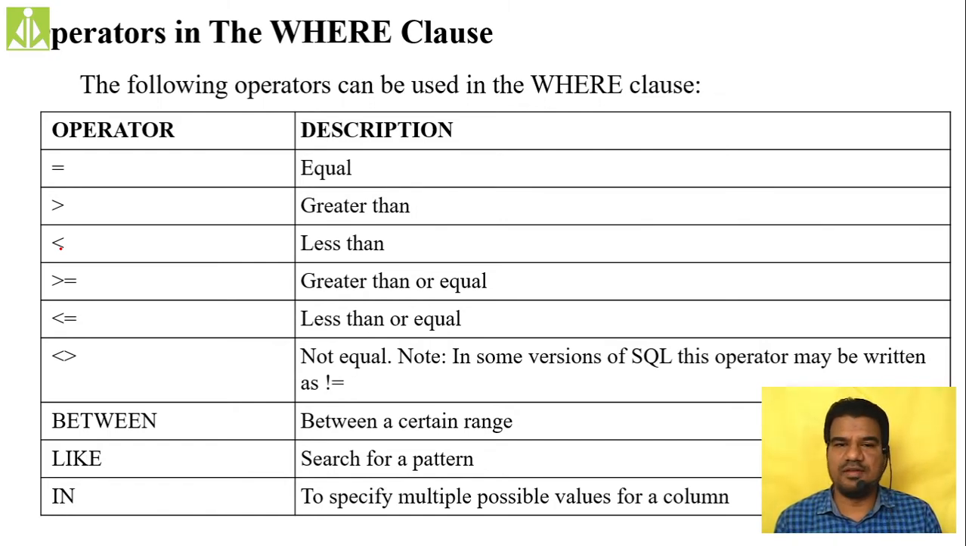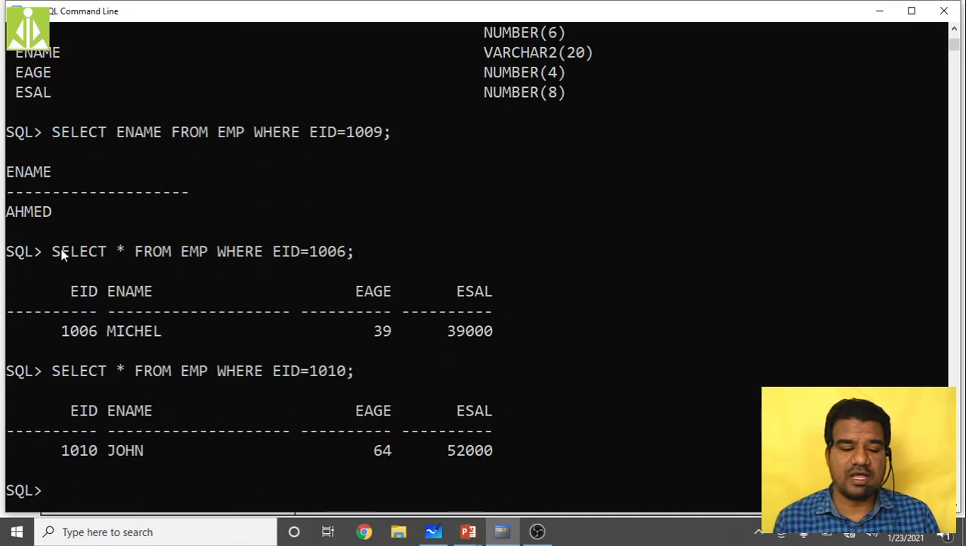Equals to, already we have seen, to find the exact match. If you are saying employee ID should be equals to so and so, then we get exactly that particular employee's details only. I have written the query over here: select star from employee where EID equals to 1006. What it has done is retrieved all the details, the exact details, of employee 1006. That we have seen over here.